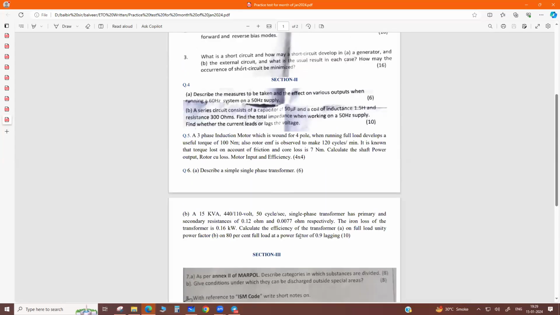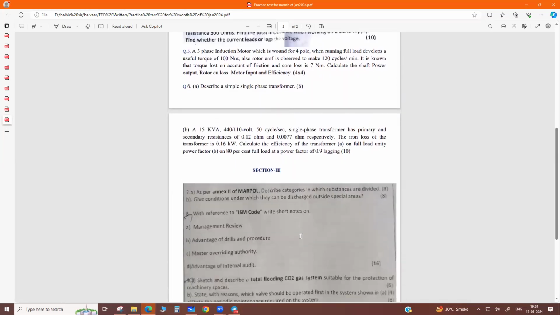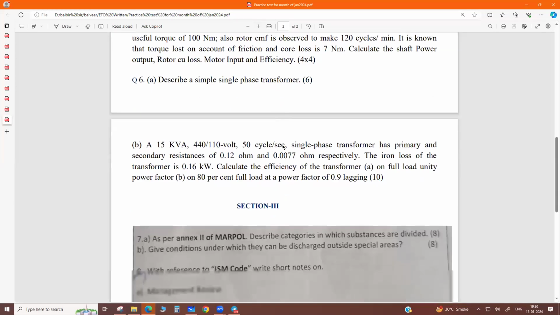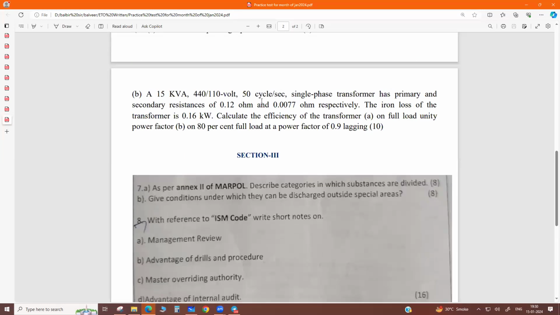Yes, sir. So these are the questions you have to read. Here I am reading this question. Transformer, single phase, primary resistance and reactance, primary and secondary resistances are given. Here the resistances are R1 and R2. Iron losses are given in kilowatts. Now calculate the efficiency of the transformer on full load at unity power factor.